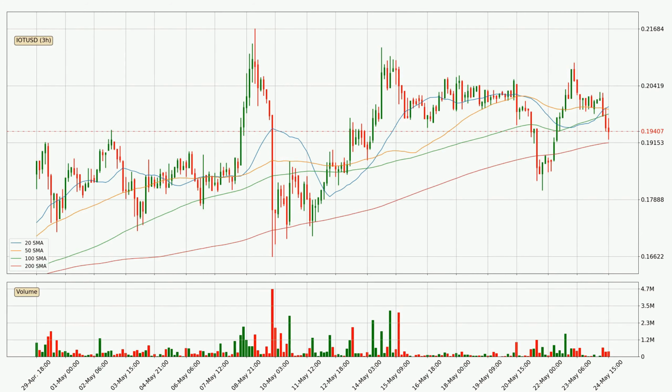Jumping to the 3-hourly simple moving averages, at the moment, the price is between the 200 and the 100 SMA. If the price bounces off the 200 SMA, which is currently at 19.1 cents, it could be seen as a support, and the 100 SMA that is at 19.8 cents could be perceived as a resistance to the upside.